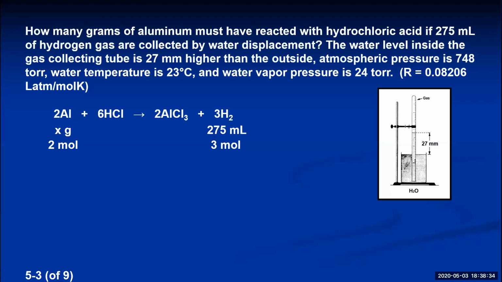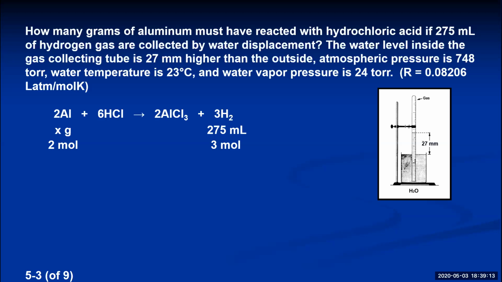The hydrogen gas is collected in a gas collecting tube, and the level of water is 27 millimeters higher on the inside than the outside. That means the pressure in the gas collecting tube is less than atmospheric pressure. So it's going to be 748 torr minus the difference in the levels. But because torr are the same thing as millimeters of mercury, I can't go 748 millimeters of mercury minus 27 millimeters of water. So the 27 millimeters of water have to be converted into what they would be if they were mercury instead of water, and we get that by dividing the 27 by 13.6.